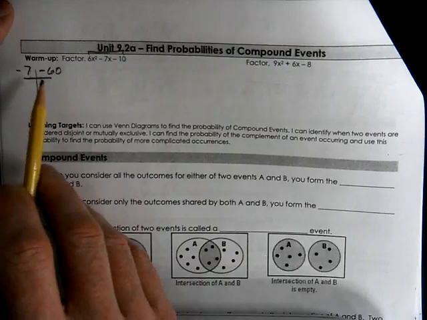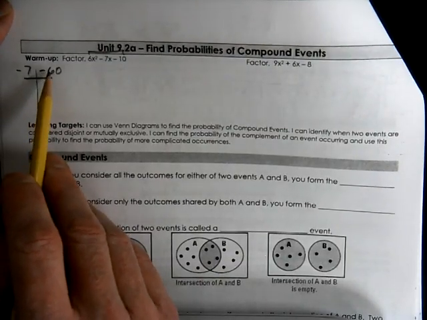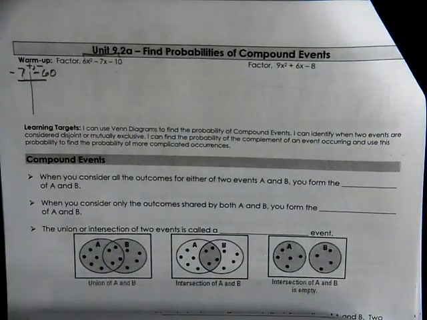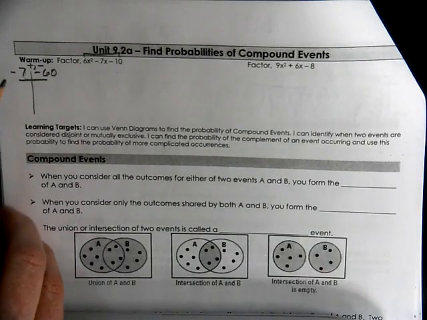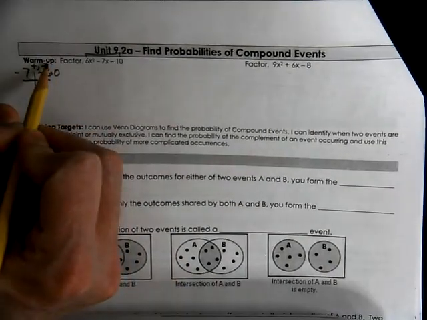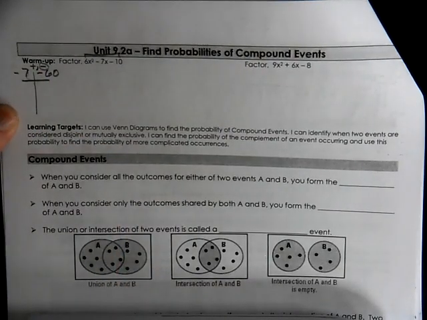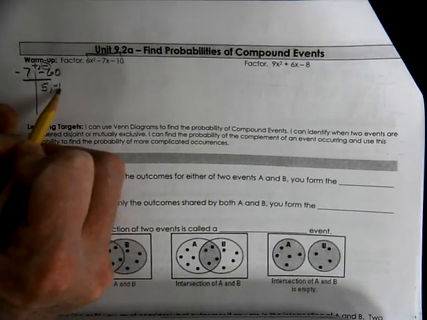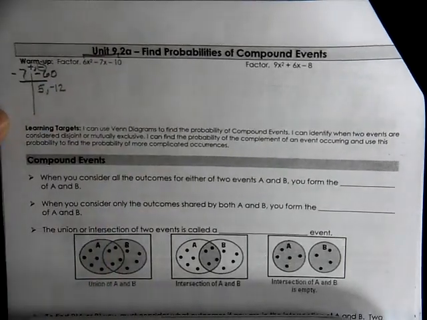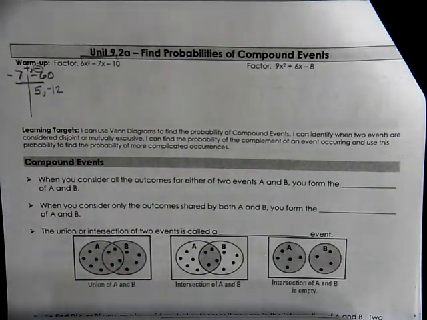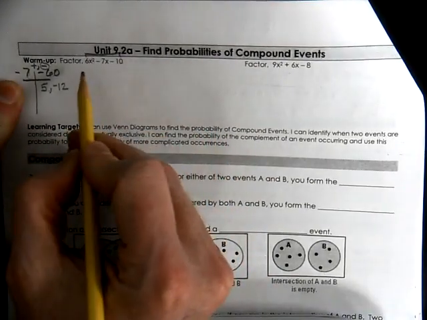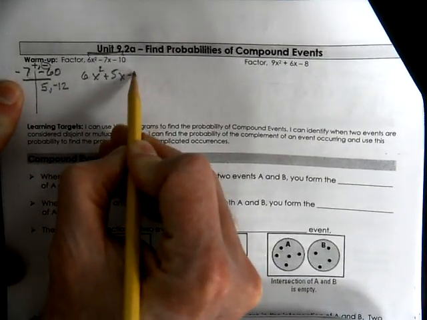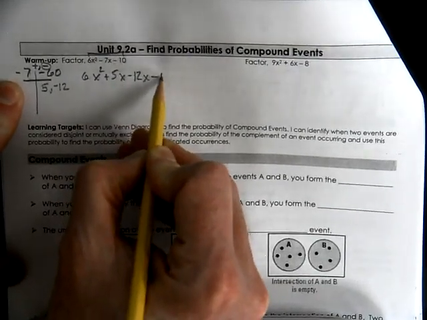If you're not sure, you want to think about it: to multiply to be a negative, your two signs have to be different. So I like to write the plus and minus above there. For them to add to be negative 7, that means the larger number has to be negative. And you may realize that that's going to be a positive 5 and a negative 12. That's going to multiply to be negative 60 and add to be negative 7. So we bring down our 6x squared, our positive 5x, negative 12x, and bring over your negative 10.